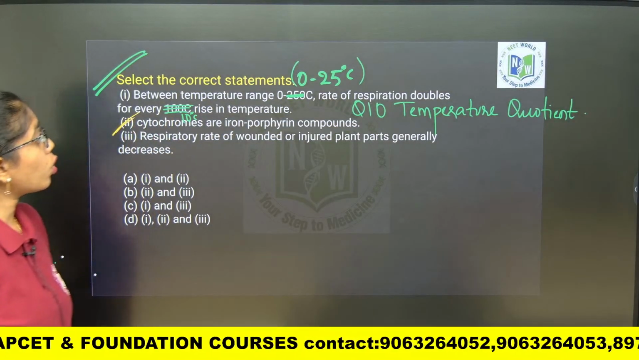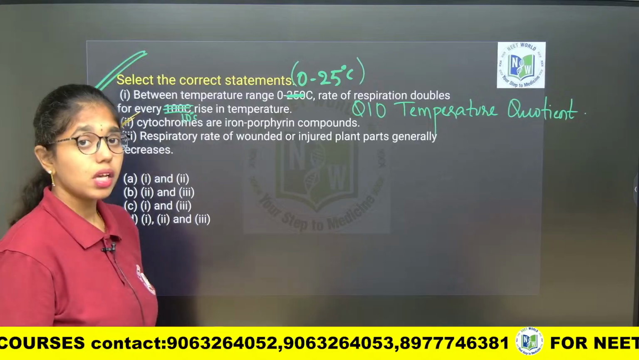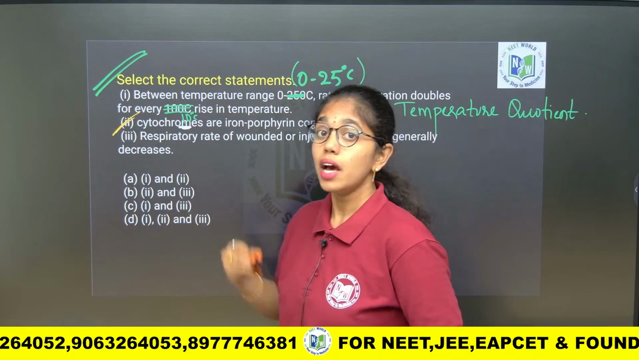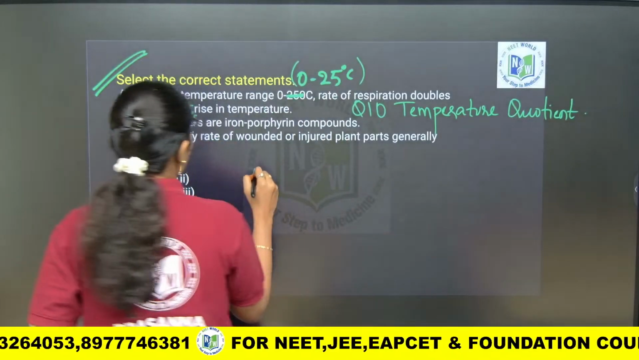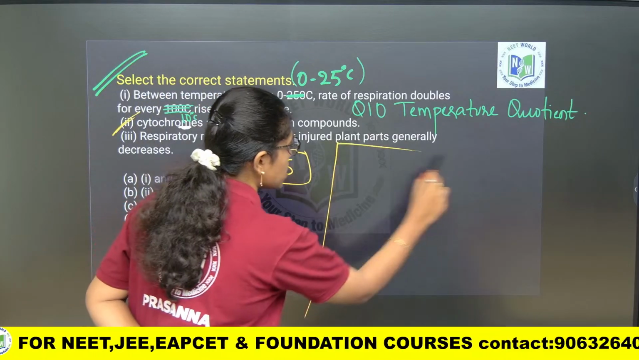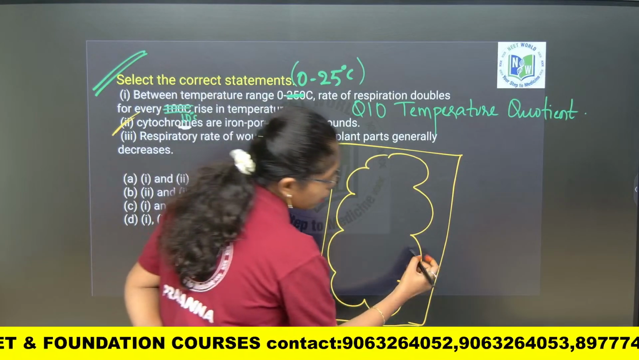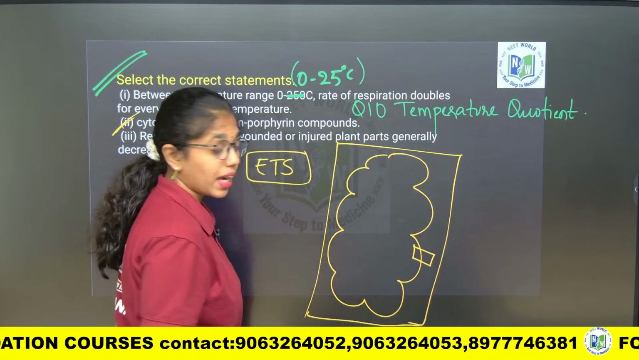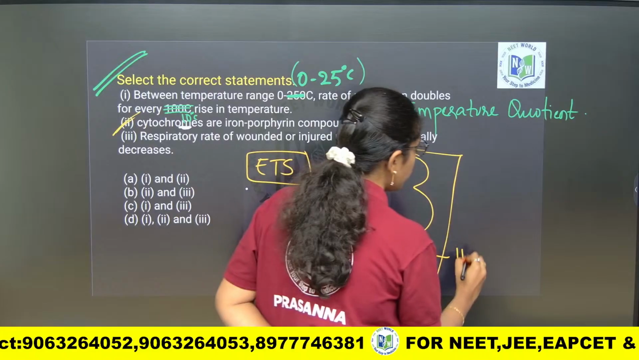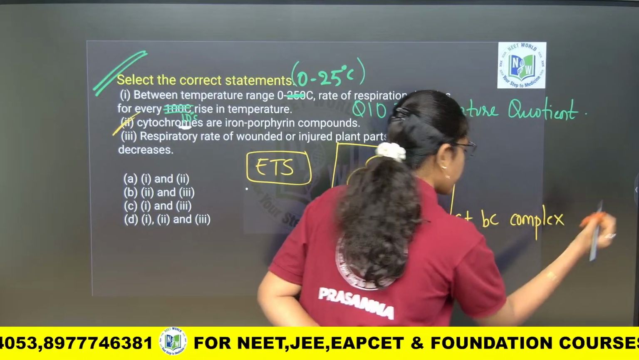Second, you see, cytochromes are iron porphyrin compounds. If you have to look into the cytochrome pigments, where do you find them? In aerobic respiration, in the electron transport system. If I consider this as a mitochondria and this as cristae, connecting from the inner mitochondrial membrane to the intermembrane space, 4 complexes will be there in the ETS. Complex 3 we will be calling the cytochrome BC complex.